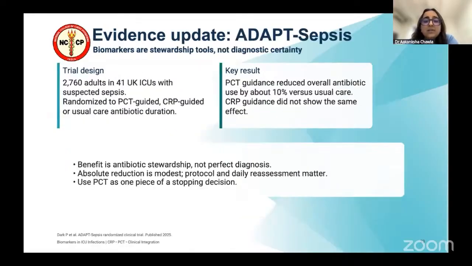Now, this was recently published in 2025, the ADAPT-Sepsis trial, which was conducted in 41 UK ICUs on 2,760 adults with suspected sepsis who were randomized to PCT guided, CRP guided, or usual care of antibiotic duration. And what they saw, the key result was that PCT guidance reduced overall antibiotic use by about 10% versus the usual care, and CRP guidance did not show the same effect.